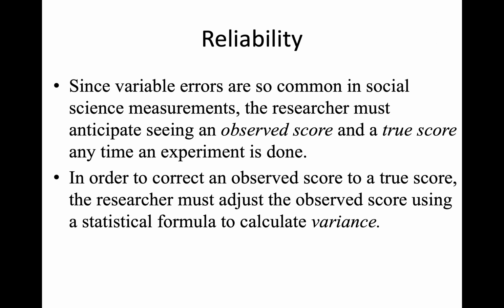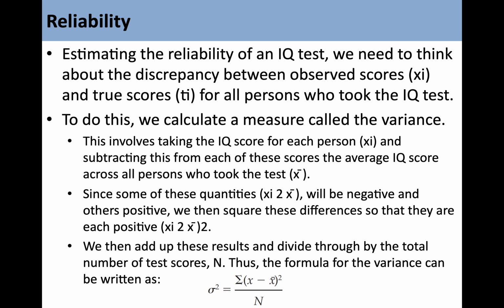Since variable errors are so common in social science measurements, the researcher must anticipate seeing an observed score and a true score anytime an experiment is done. In order to correct an observed score to a true score, the researcher must adjust the observed score using a statistical formula to calculate variance.